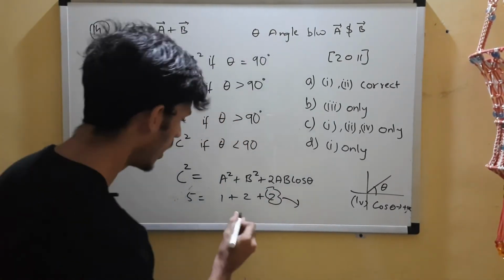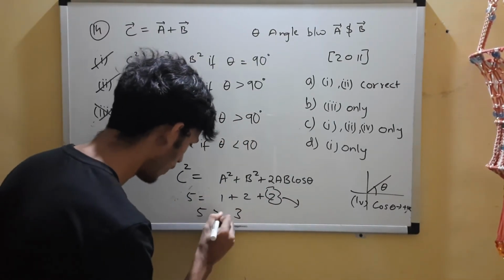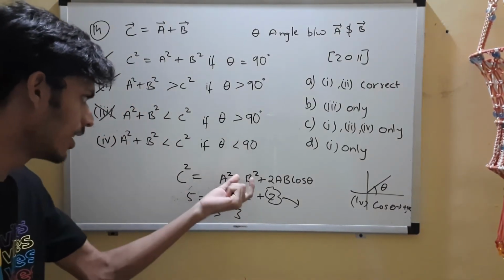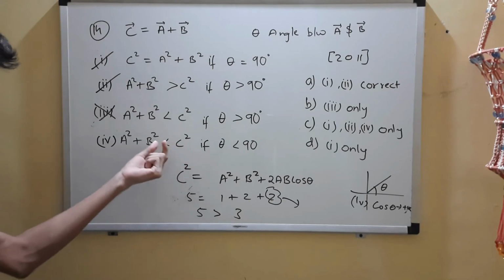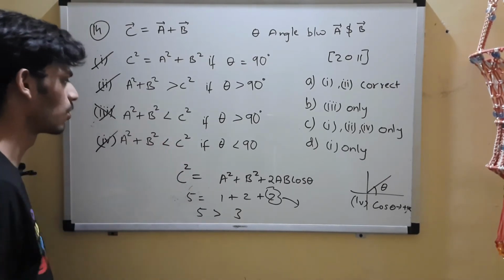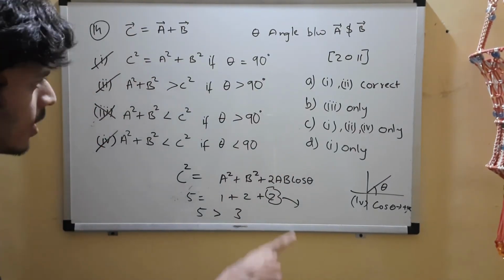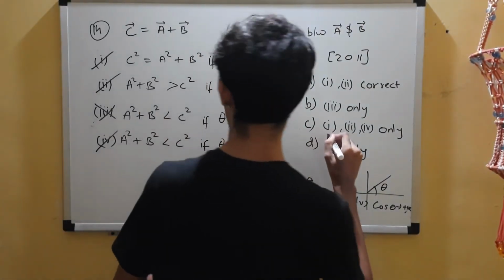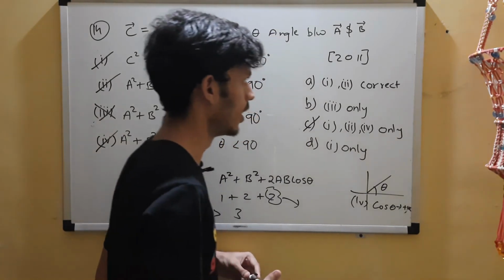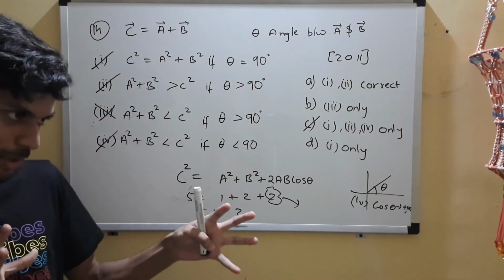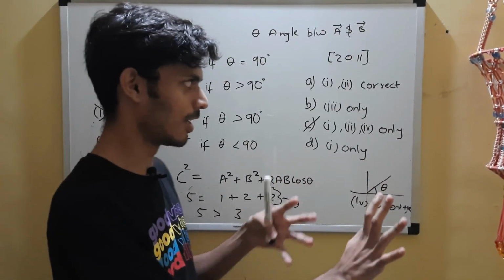So what will I get? 3 on this side, 5 on this side. In this case, you can see that c square is greater than a square plus b square. So the fourth statement is also true. So the correct choice is C, right? 1, 2, 4 only. These statements are correct. That's how they fit a multiple choice question into a single correct format.